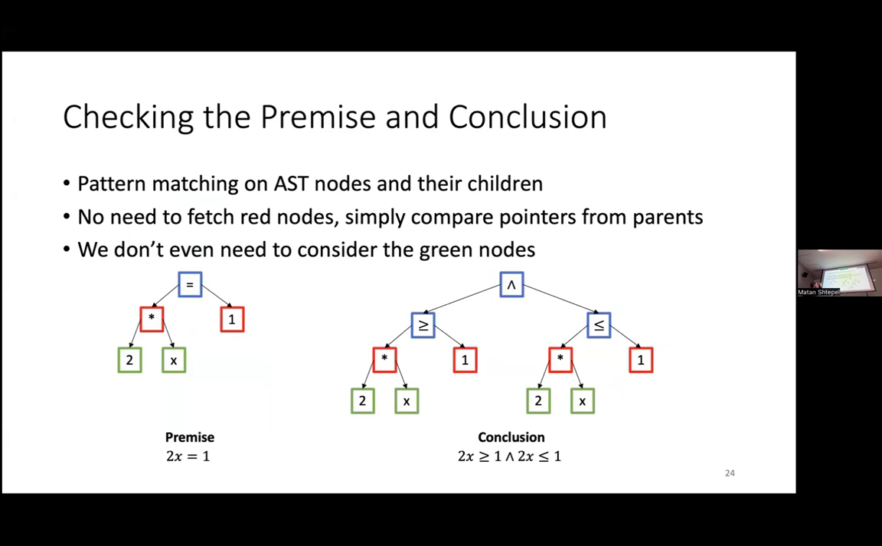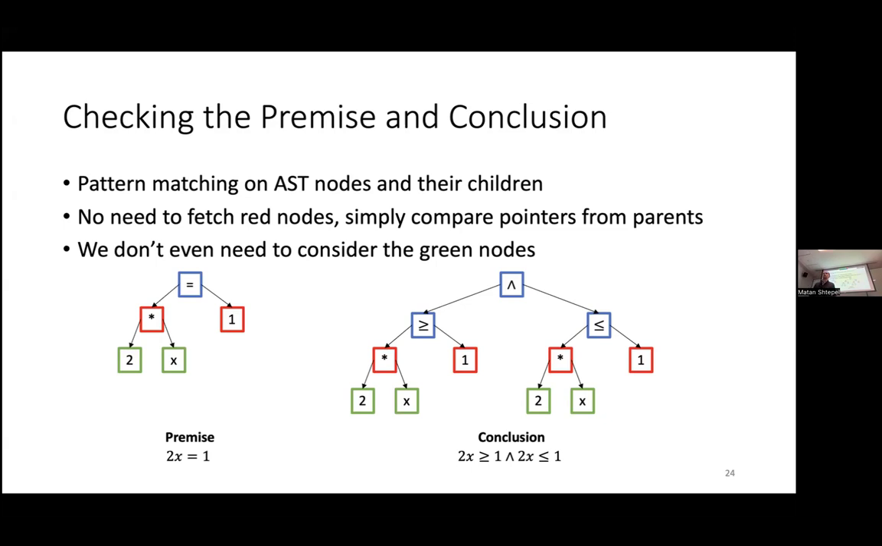And we confirm that this left child matches those 2 left children, and that this right child matches the right children of the greater than and less than nodes. Note that we never actually need to fetch these red nodes from our ZK memory. We just need to do pointer equality checks using the child pointers from their parents. And that means that we never even need to consider these green nodes that are beneath the multiplications. If we have pointer equality for their parents, they have to be equal as well.